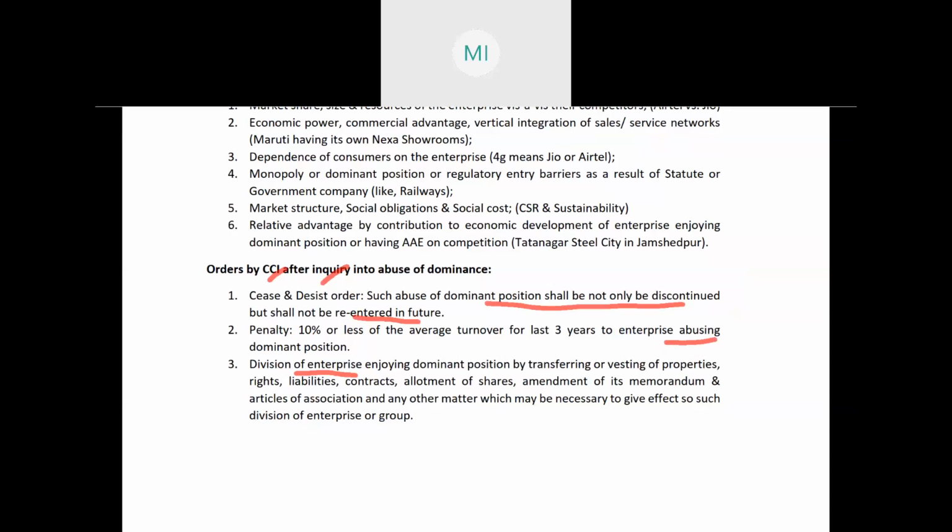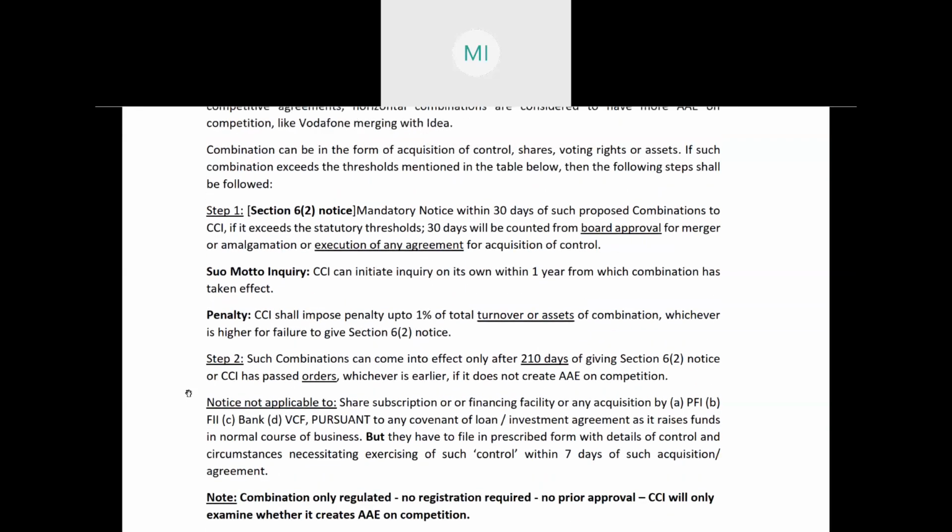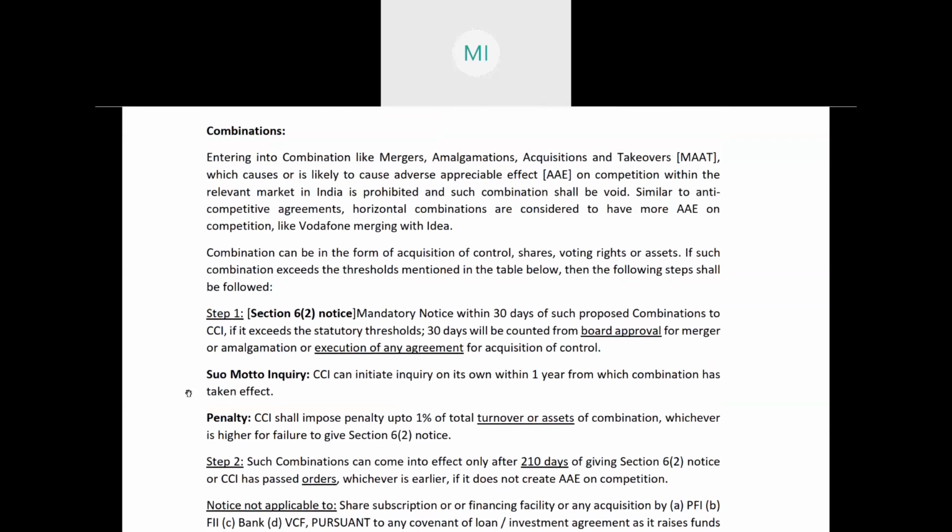Now coming to the next thing, combinations. The final leg. First, we have seen about prohibition of anti-competitive agreements, and then we have seen about prohibition of abuse of dominance. Now we are discussing regulations of combinations. So combinations can be remembered with this: mergers, amalgamations, acquisitions, and takeovers. Right? If it causes or is likely to cause an adverse appreciable effect on competition, then it is prohibited and hence void.